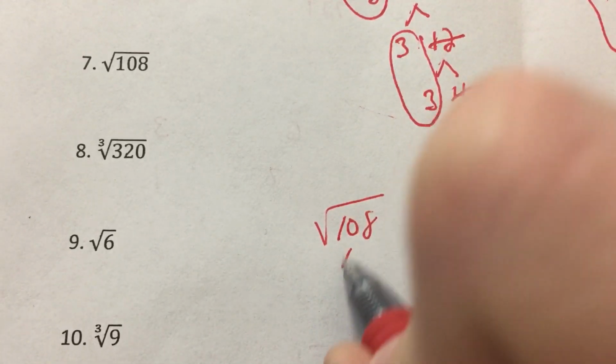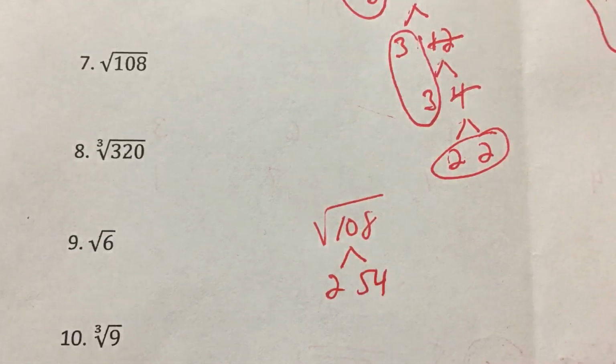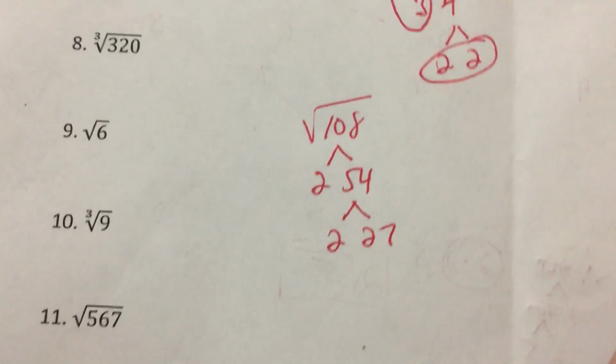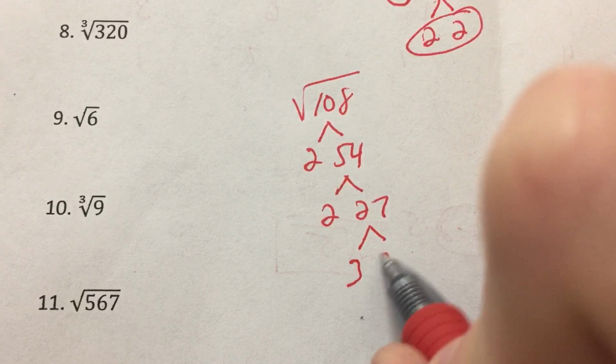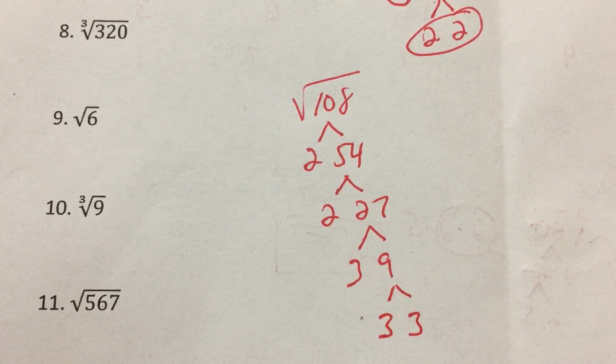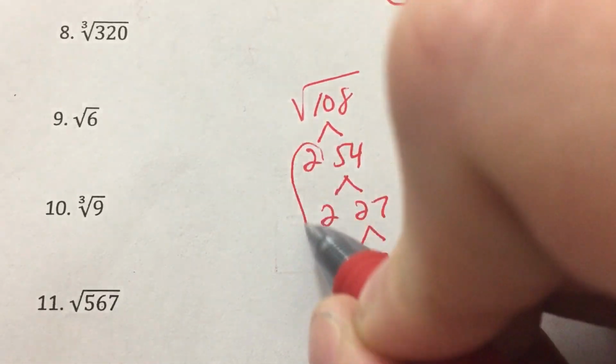How about the square root of 108? Square root of 108. I would think 2 times 54 makes 108. 2 times 27 makes 54. 27 is 3 times 9. And 9 is 3 times 3. Since I'm under a square root, I'm looking for groups of 2.